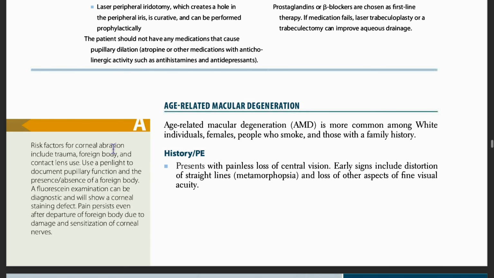Answer is risk factors for corneal abrasion include trauma, foreign body, and contact lens use. Use a pen light to document pupillary function and the presence or absence of a foreign body. A fluorescein examination can be diagnostic and will show a corneal staining defect. Pain persists even after departure of a foreign body due to damage and sensitization of corneal nerves.